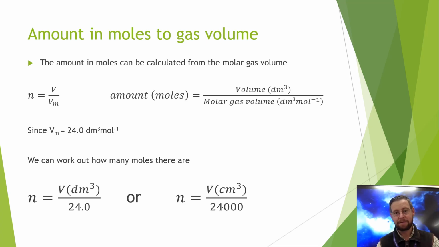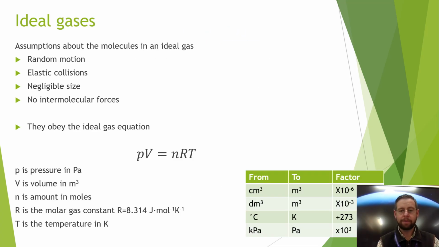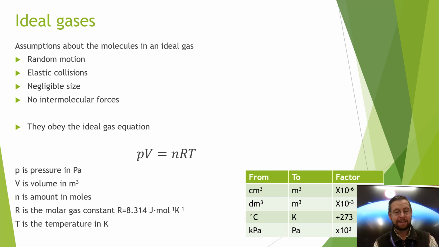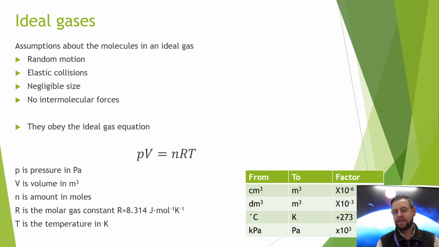When we have 1 mole, the pressure multiplied by the volume divided by the temperature equals something called the molar gas constant. It's basically a constant that enables these numbers to equal each other when we put them into the ideal gas equation. Now, this is making some assumptions. It's assuming that the particles are moving randomly in this gas, that they have elastic collisions, they have a negligible size with no intermolecular forces, etc., etc.